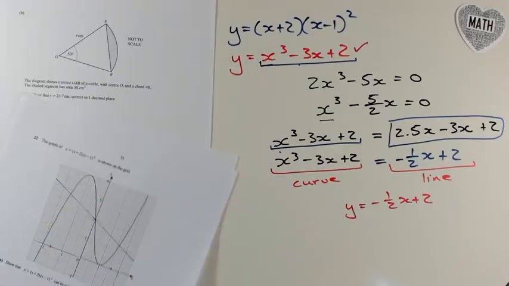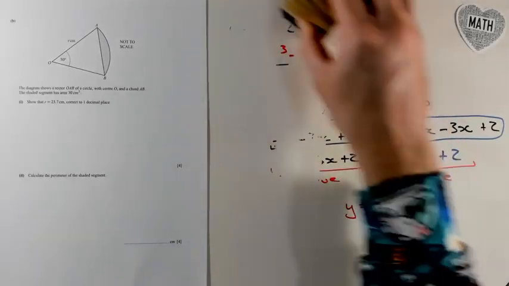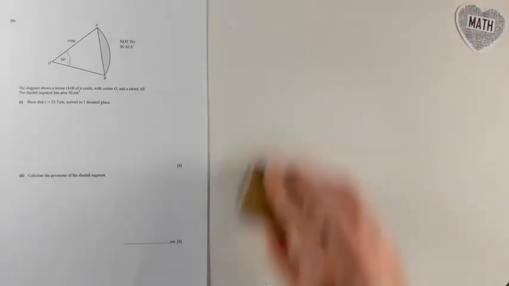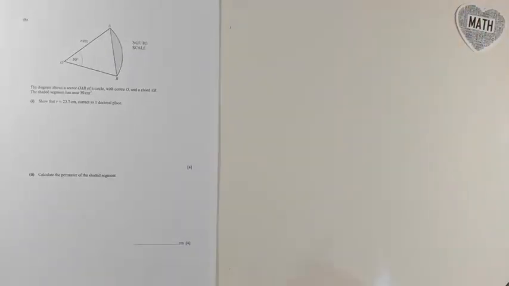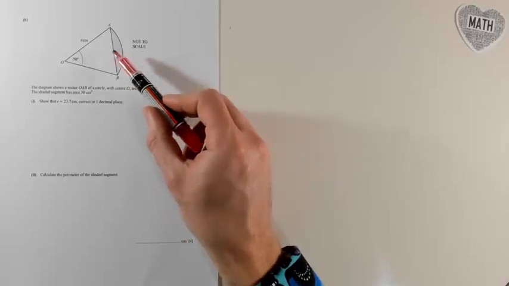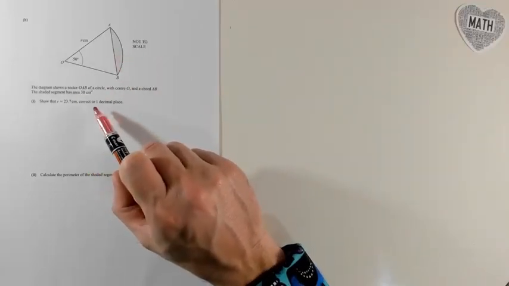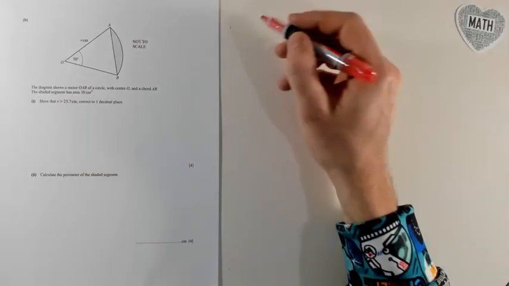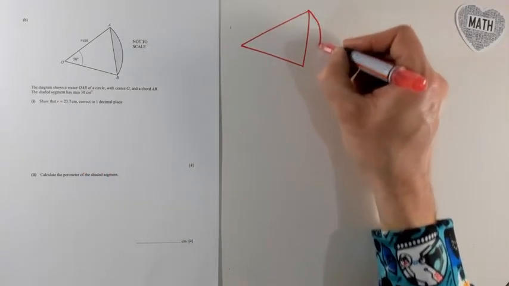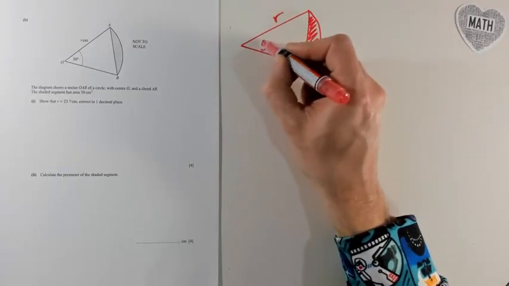So for our last question on here, we have this interesting shape. Let's take a look at it. Okay, so we have a triangle and a shaded part, and they're saying show that the radius is correct to 1 decimal. They're giving us the shape. It's a triangle and obviously a sector. And there's a radius and there's 50 degrees.